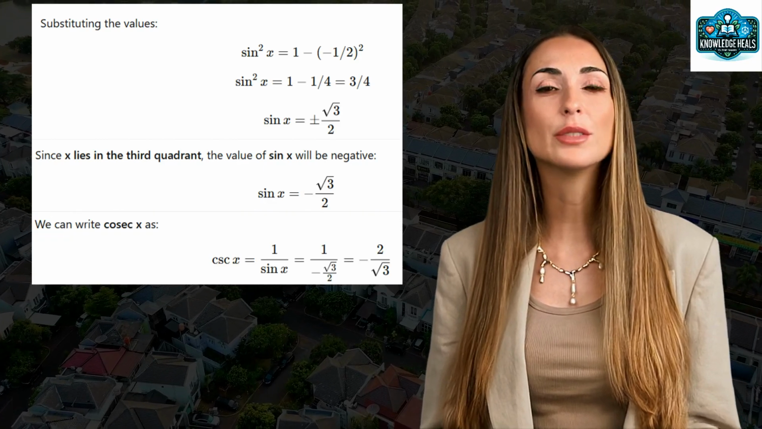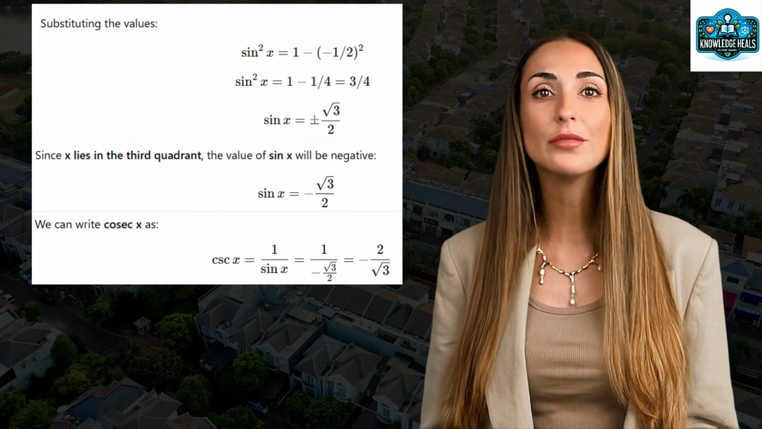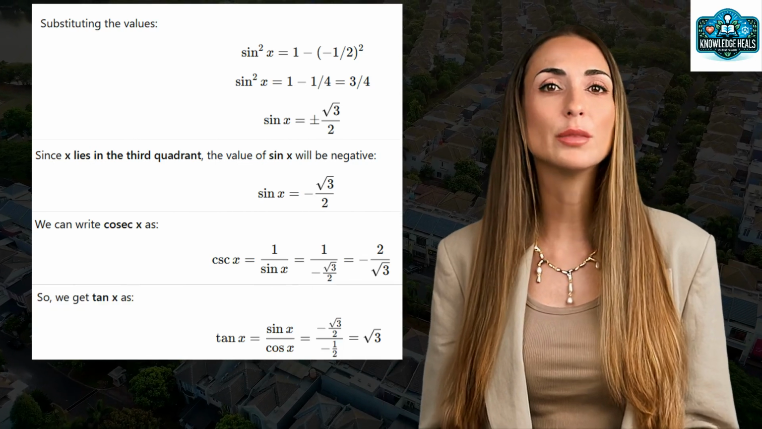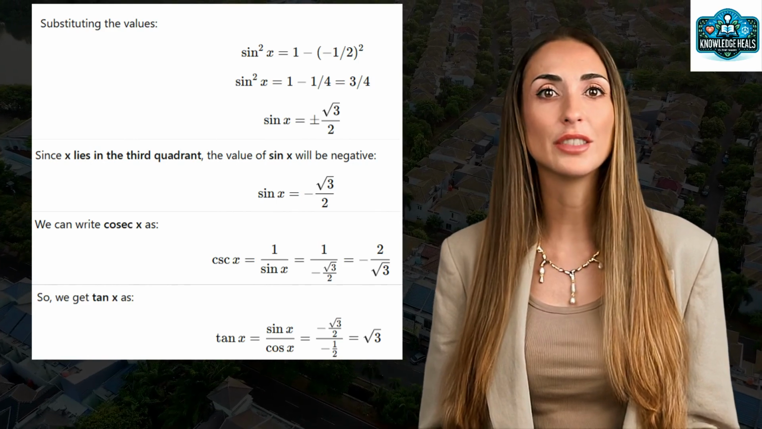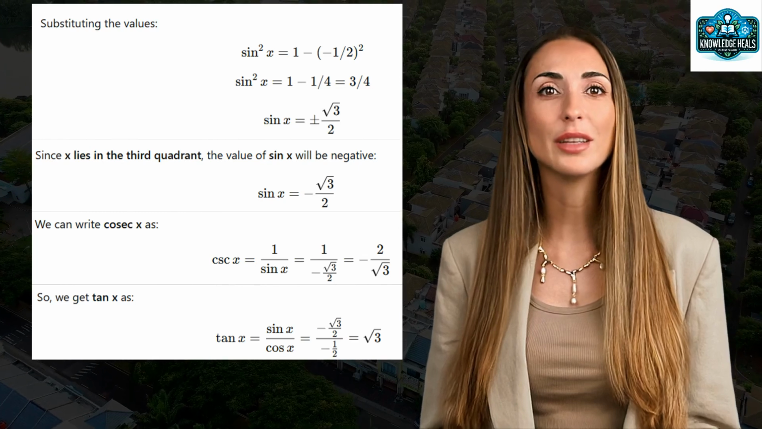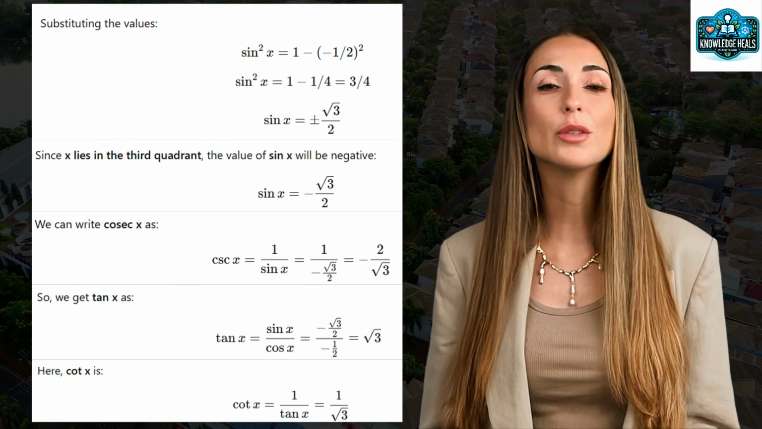Now we can say cosec x is equal to minus 2 by root 3, as it is the inverse of sin x. Now we substitute the values of sin x and cos x in the tan x equation, so we get the value root 3. As we know cot x is the inverse of tan x, it becomes 1 by root 3.